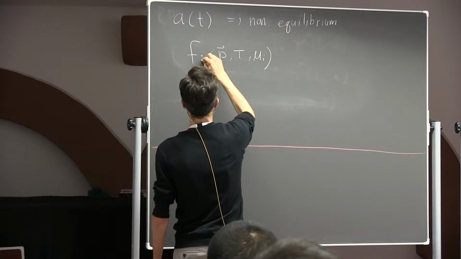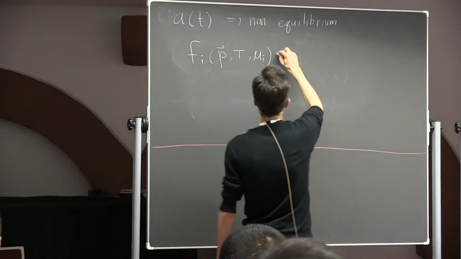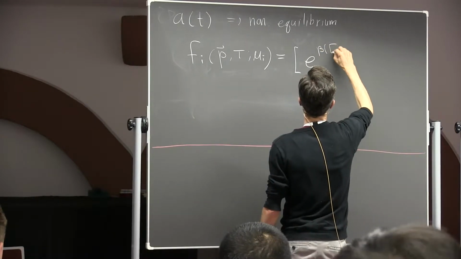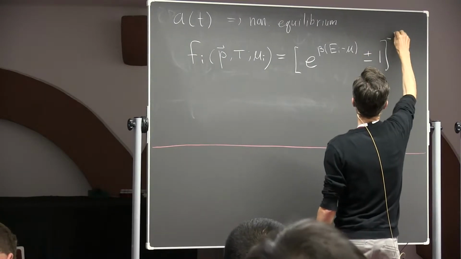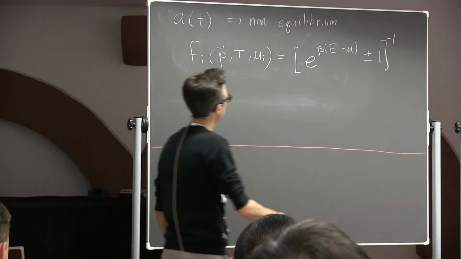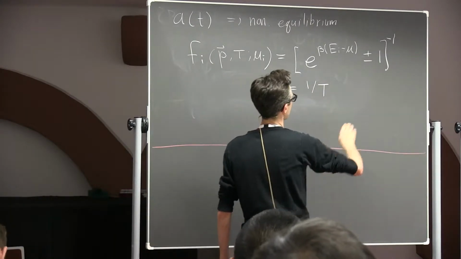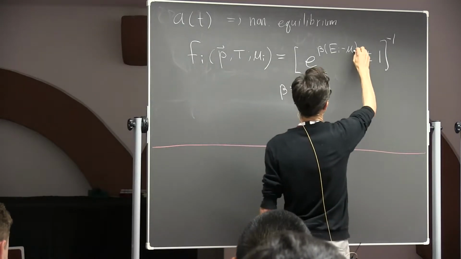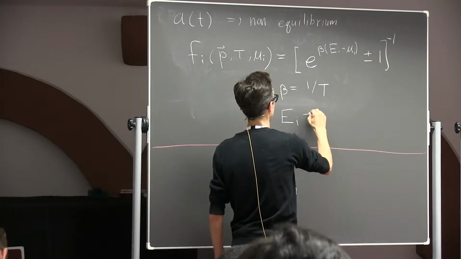This is for a particle species I. So I could be an electron or muon or a photon or something. And the form of these is just the usual Bose-Einstein or Fermi-Dirac distribution. Here, beta is 1 over T, the usual thing. The plus sign is for fermions, the minus sign is for bosons. And the mu_i is a chemical potential. And finally, the E is a relativistic energy.